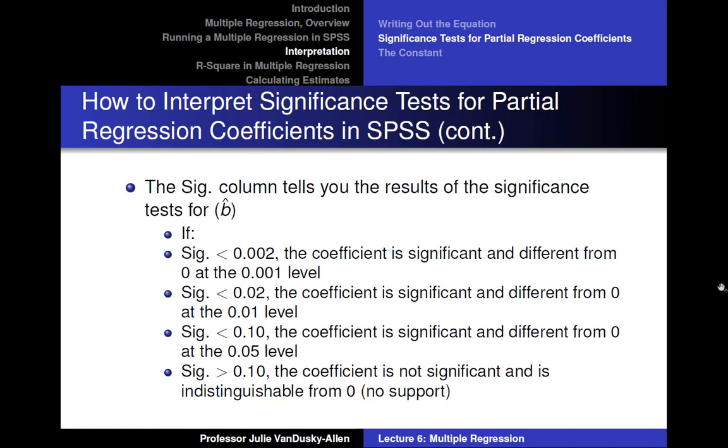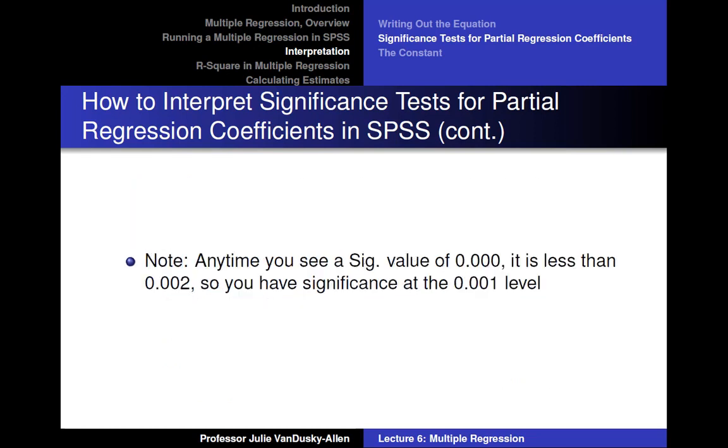Now moving on. Let's say your sig value is greater than 0.10. That means your coefficient is not significant and is indistinguishable from 0. You do not have support for your hypothesis. An important note before I move on: anytime you see a sig value of 0.000, that is less than 0.002, so you have significance at the 0.001 level.